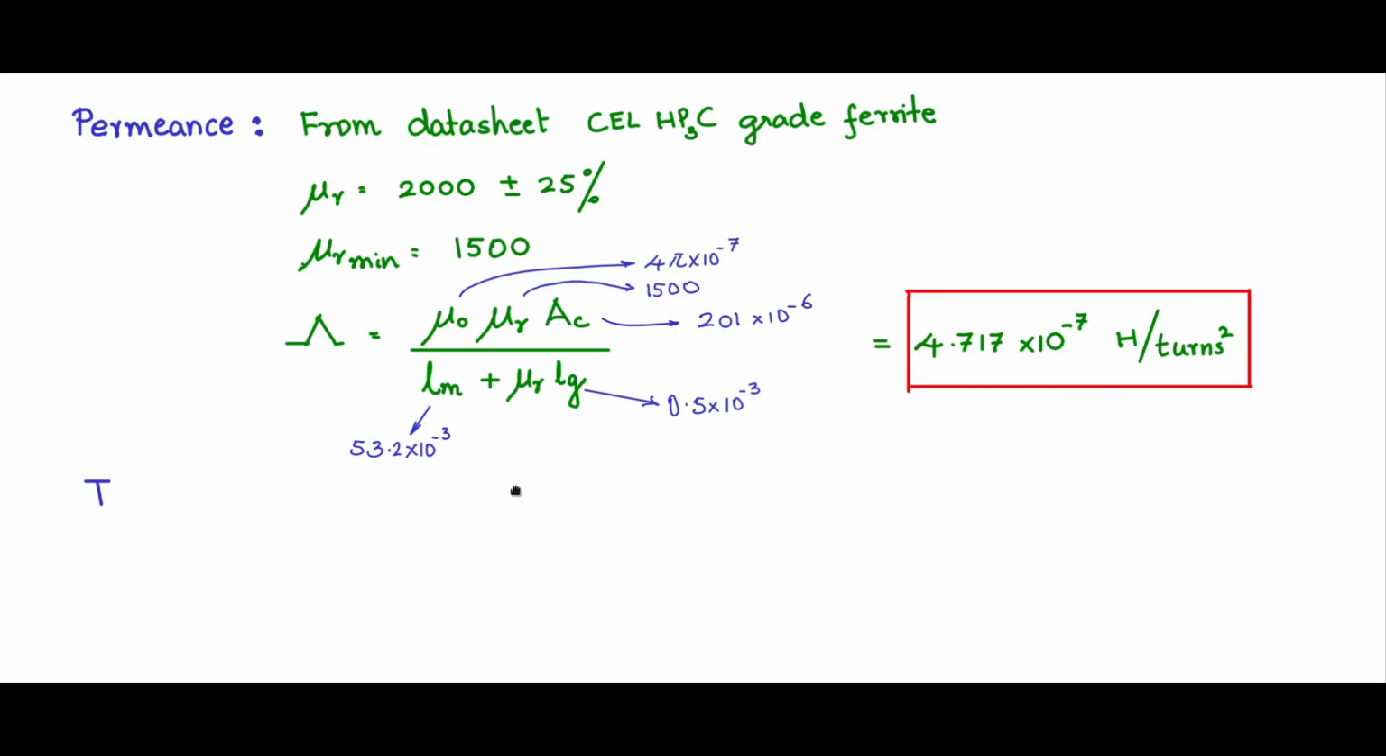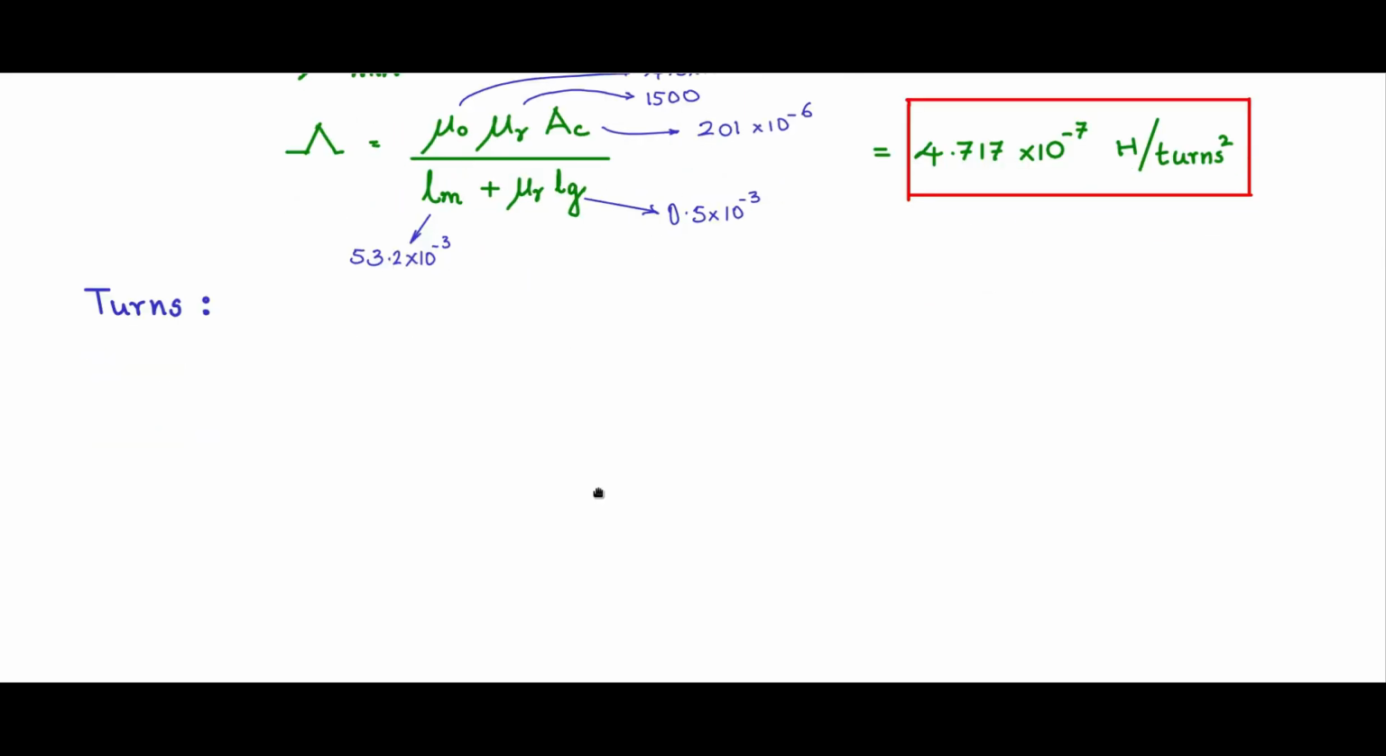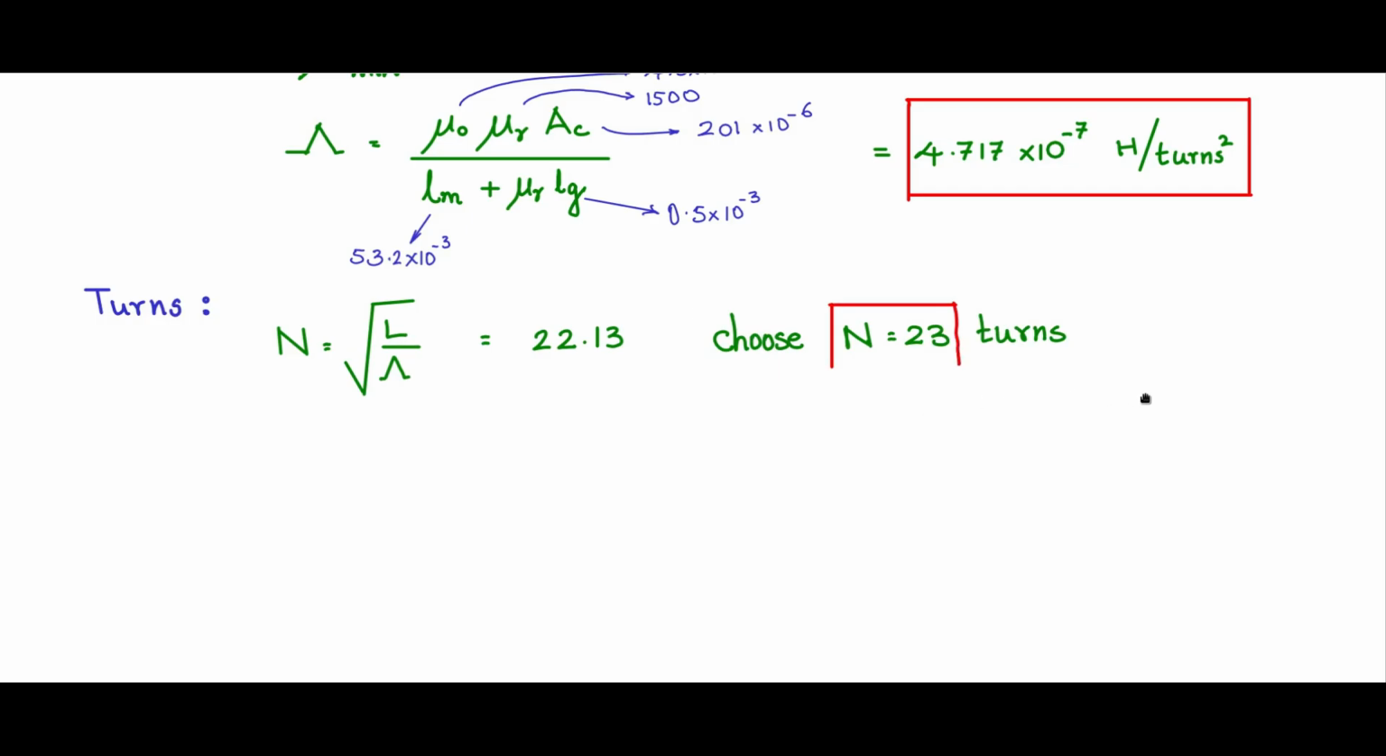So once we have obtained the permeance, next it is easy for us to obtain the number of turns that are needed to be wound on the inductor core. This is given by the relation N is equal to square root of L by permeance. So this is 23.13. Round it off to the next upper integer, 23 turns, and this is N.